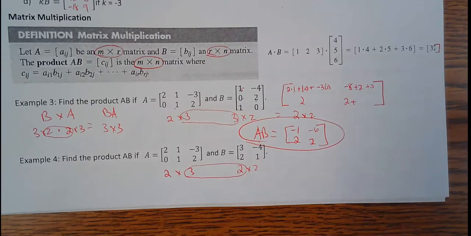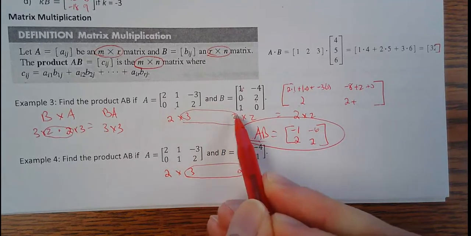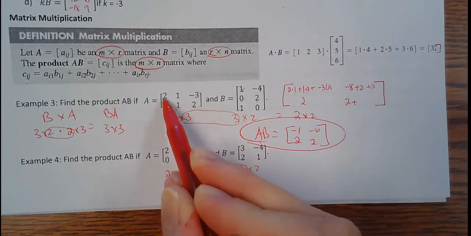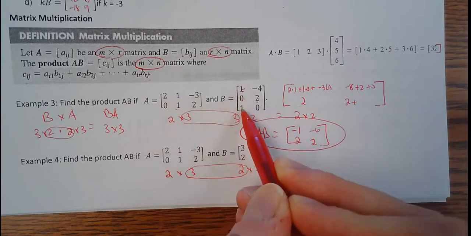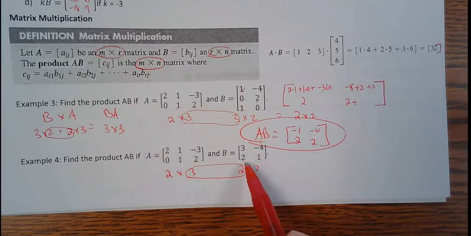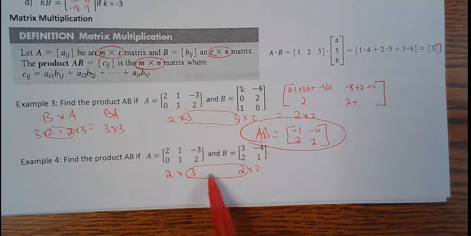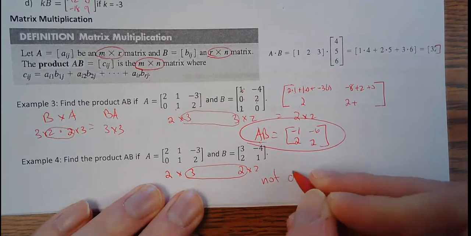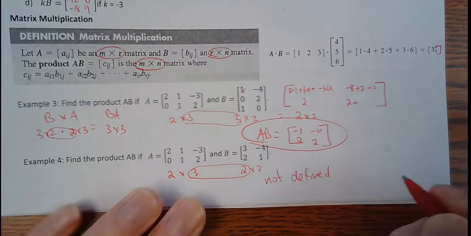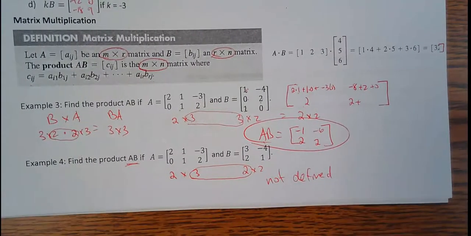Okay, so hopefully you recognize that they can't be multiplied together because these inside numbers have to match. So the number of columns has to match the number of rows here, or else you can't do it. This is a 2 by 3, this is a 2 by 2. Those numbers don't match, so this cannot be multiplied, so this is not defined. If I said what's AB, in this case it's undefined.